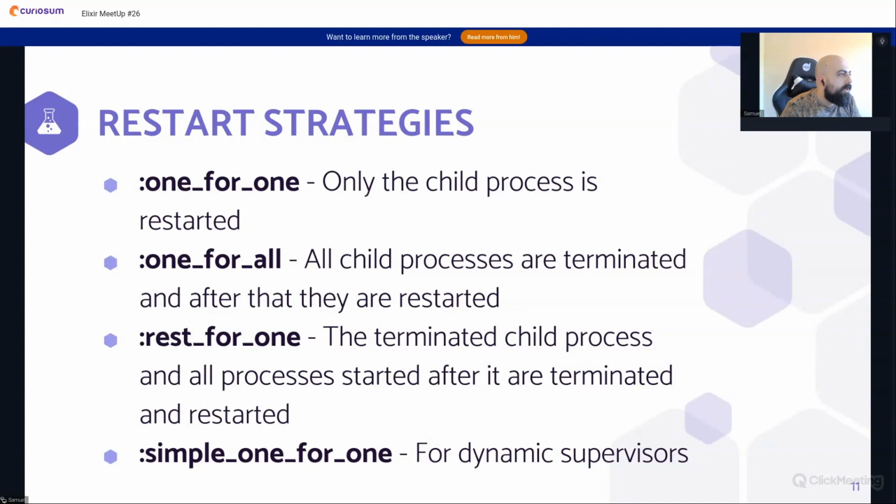The other option that we have is rest for one. And in this option, when a process is terminated, only the processes that started after that one in the supervision tree will be terminated and restarted. And that's a good option for when you have processes that only depend on those processes. And the last option that we have is the simple one for one, which we use for dynamic supervisors.